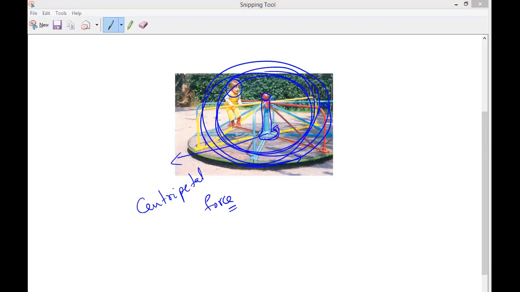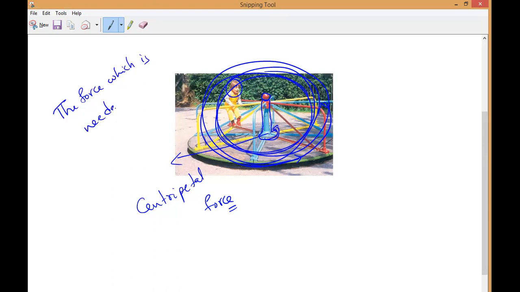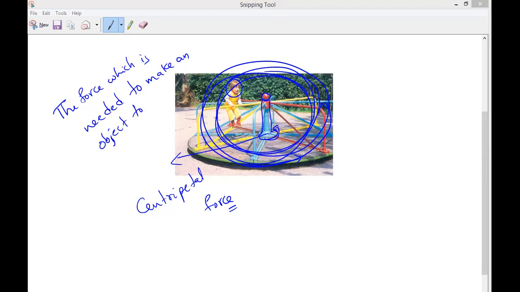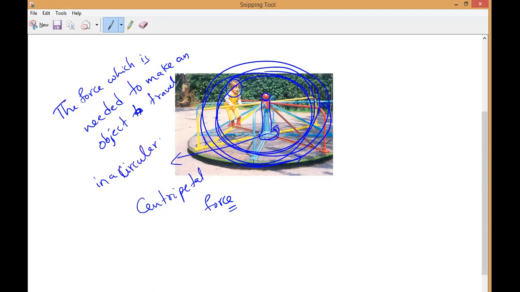The force which is needed to make an object travel in a circular path is called centripetal force. Please note it down.